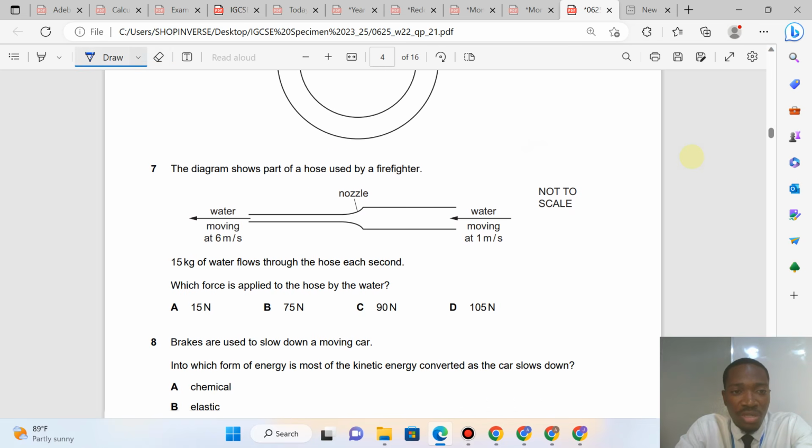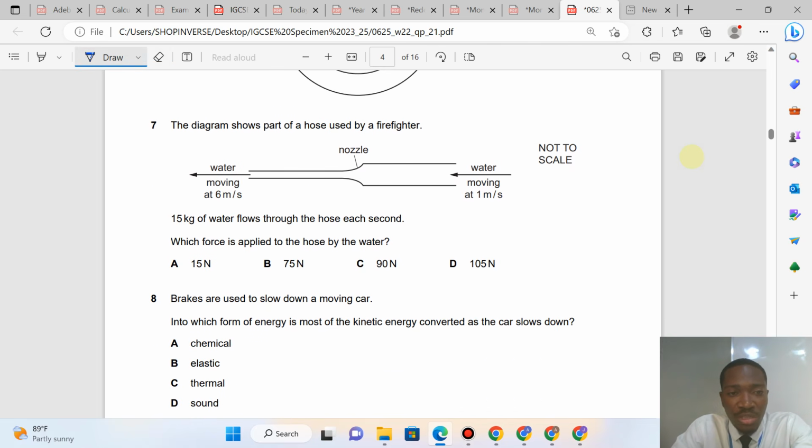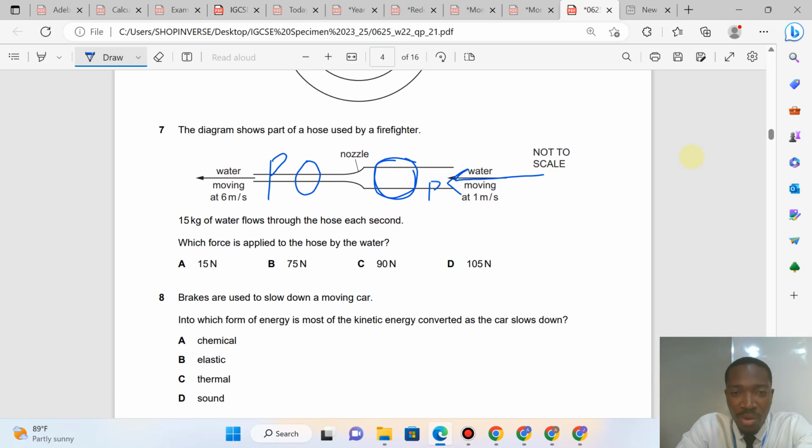Okay, let's go straight to question 7. The diagram shows parts of a hose used by a firefighter. So there is a firefighter that uses this hose, water moving in. The cross-sectional area here is bigger than the cross-sectional area here. What does that mean? It means pressure here will be higher and pressure here will be lower. Why? Because of change in volume.